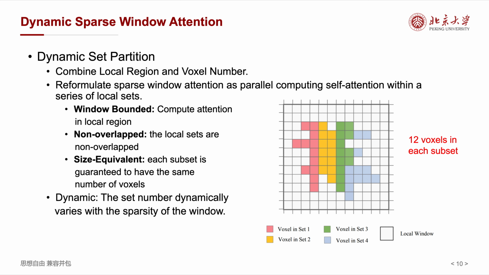The sparsity here is transferred to the number of dynamic sets. Dynamic means that the set number dynamically varies with the sparsity of the window. The denser windows will be assigned more local sets for processing, and the sparser windows will be assigned fewer sets and less computing resource. This decouples sparsity from parallel computation, as shown in the figure. This is a set of 12 voxels. There are 48 voxels in this window, and 4 sets will be assigned for processing.